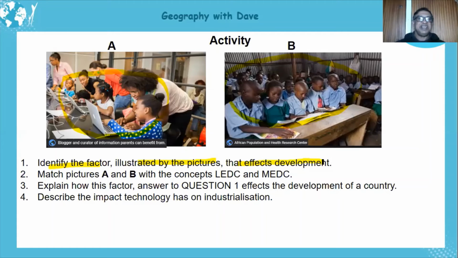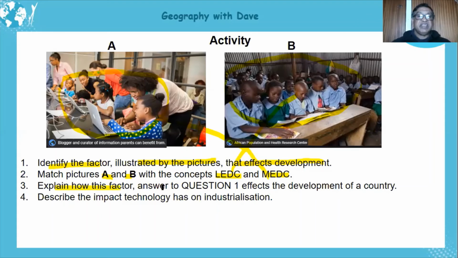You know already, it's dealing with education. Can you see it? Match pictures A and B with the concepts LEDC and MEDC. Remember, as I said, they could be good institutions, but if you look at these two pictures, where is quality of education a challenge? I would match that with the LEDC, and I would match that with the MEDC.